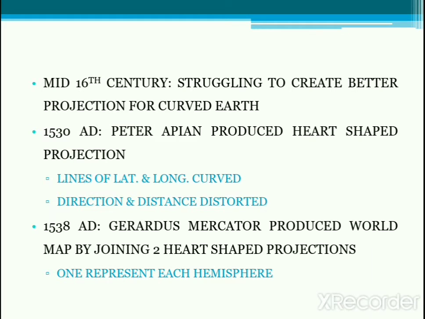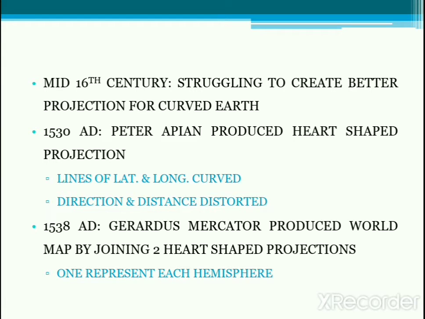By the mid 16th century, the cartographers were struggling to create new map projections to depict the curved earth surface on flat paper. Peter Apian in 1530 produced a heart-shaped map of the earth, in which the lines of latitudes and longitudes are curved. However, both the distance and the direction are distorted in this projection.